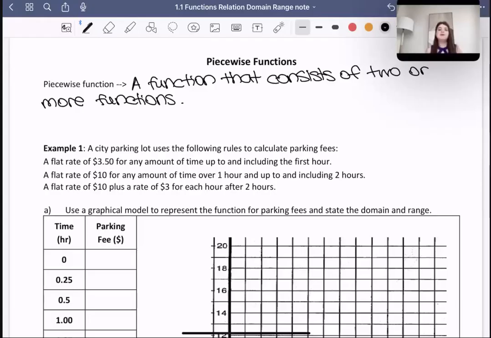Hello, everyone. Welcome back. Today, I'm going to be talking about piecewise functions. So, what's a piecewise function? Basically, a piecewise function is a function that consists of two or more functions.